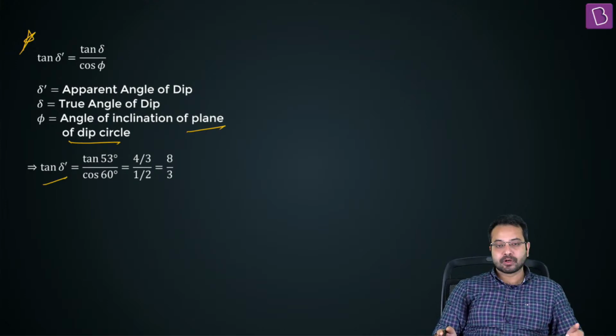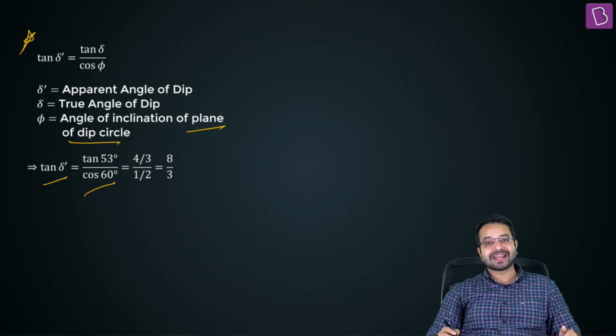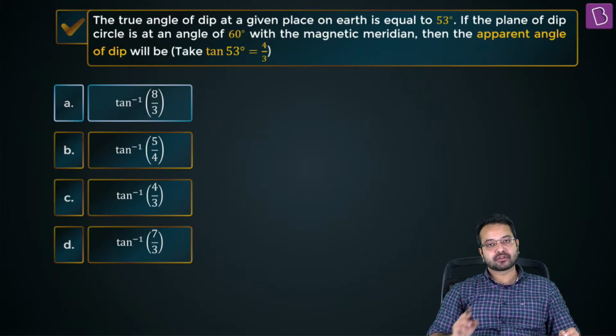So tan delta prime will be equal to tan 53 degree divided by cos 50 degree, and hence we are going to get 8 by 3. Alright, so option A, tan inverse 8 by 3 is going to be the right option. How many of you got this question right?